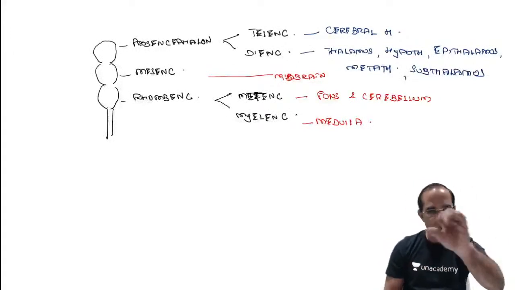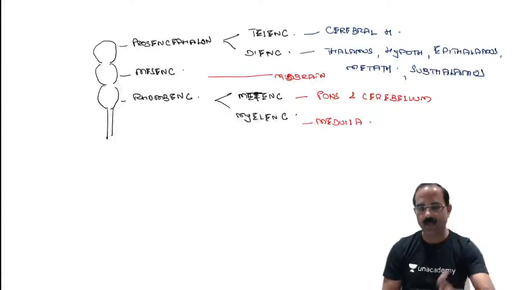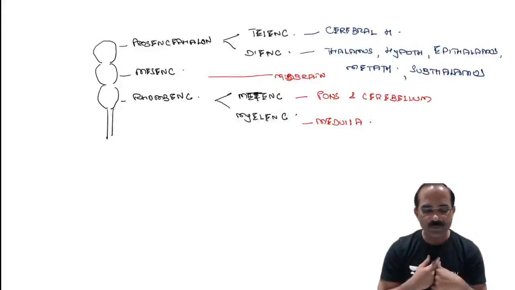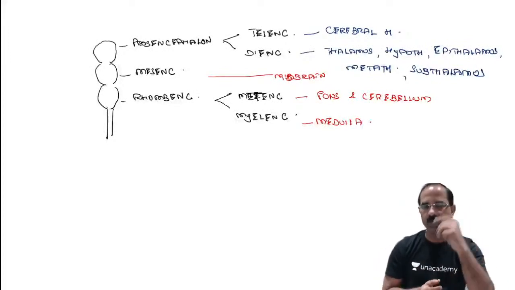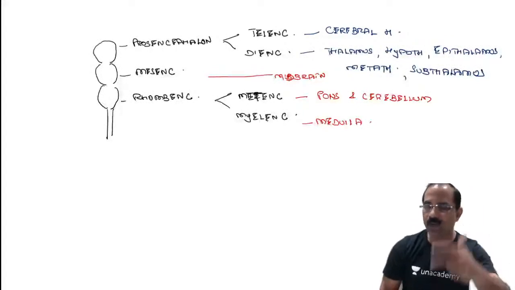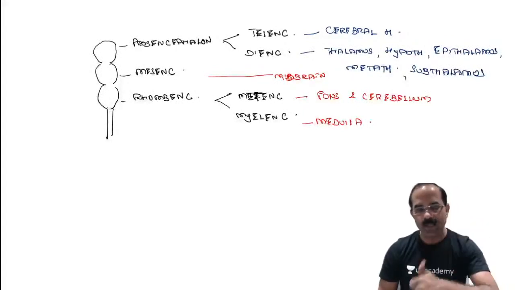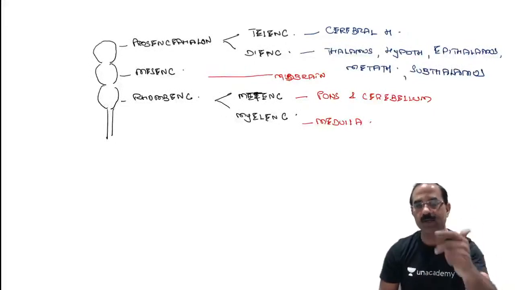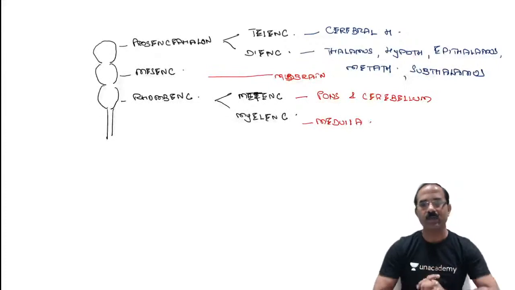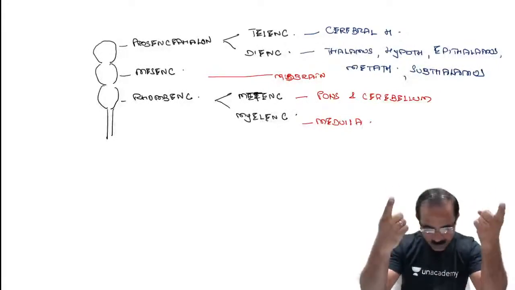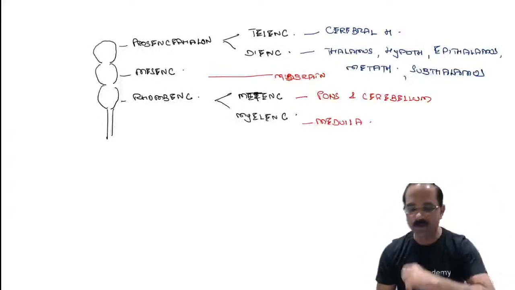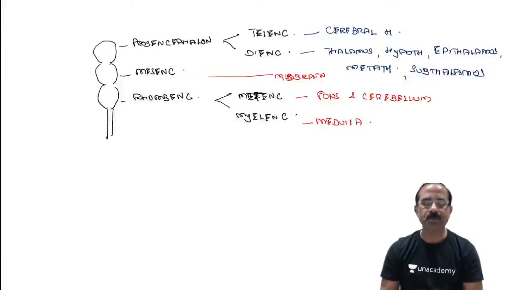The diencephalon divides into 5 things: thalamus, hypothalamus, epithalamus. Can anyone tell me what the epithalamus is made up of? The epithalamus is made up of 3 things: the pineal gland, the posterior commissure, and the habenular commissure. The pineal gland, above it is the habenular commissure, and below it is the posterior commissure. Together they form the epithalamus.